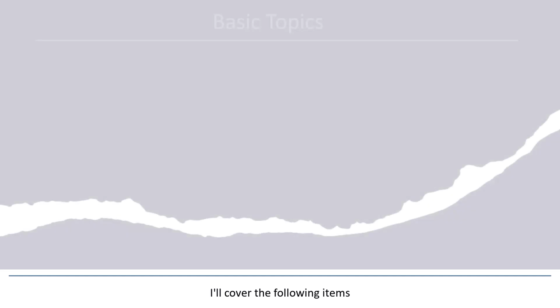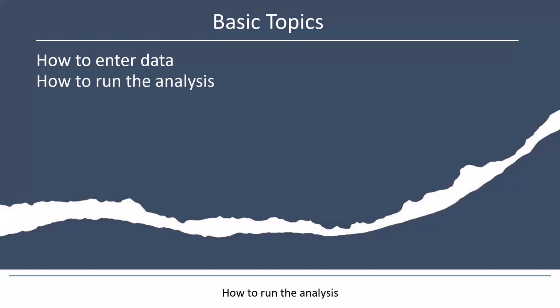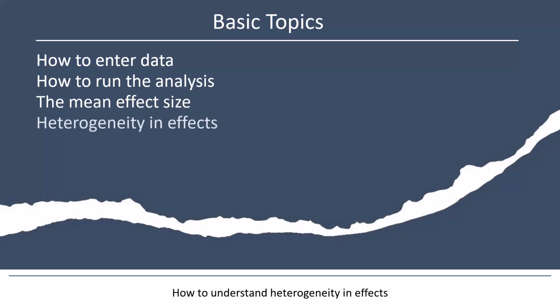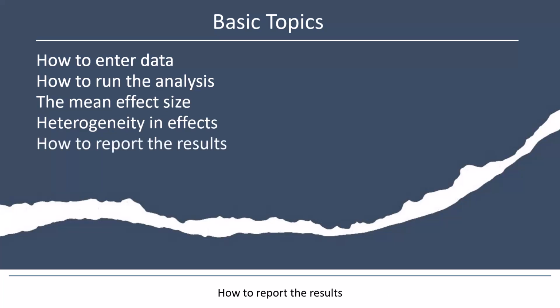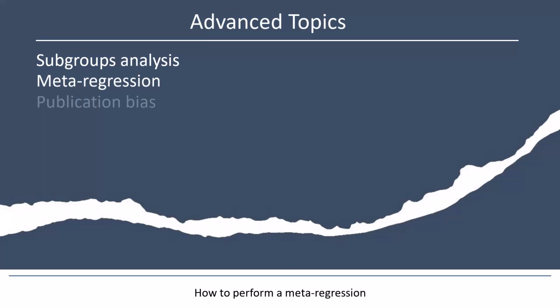I'll cover the following items: how to enter data, how to run the analysis, how to estimate the mean effect size, how to understand heterogeneity in effects, how to report the results, and how to create plots. I'll also cover the following topics: how to perform a subgroups analysis, how to perform a meta-regression, and how to assess the potential impact of publication bias.